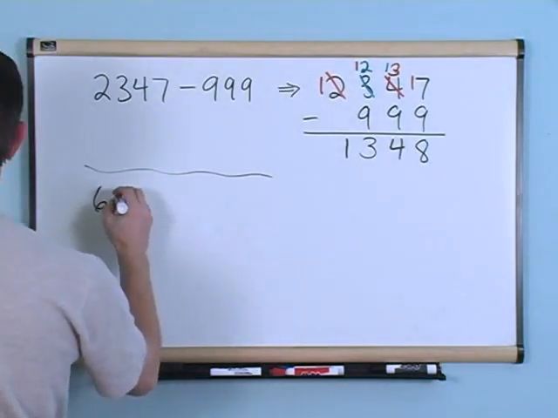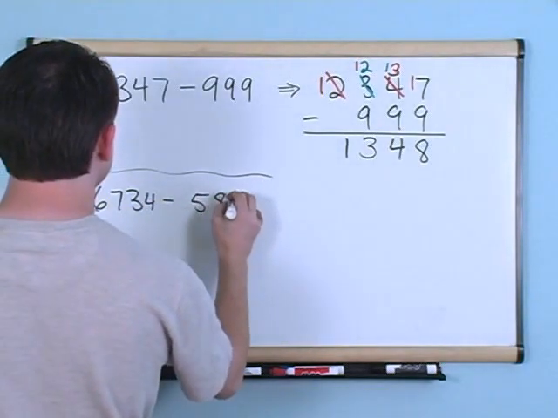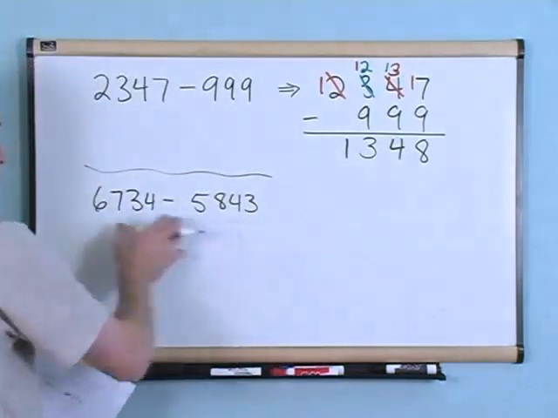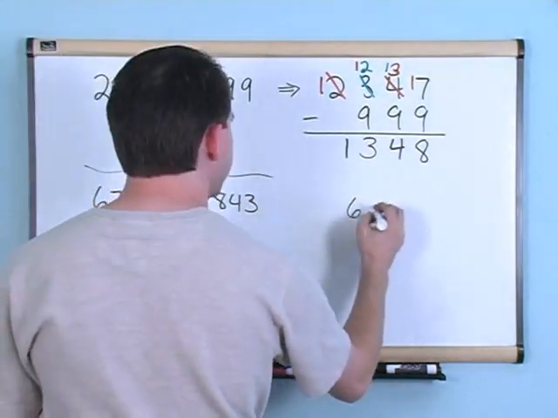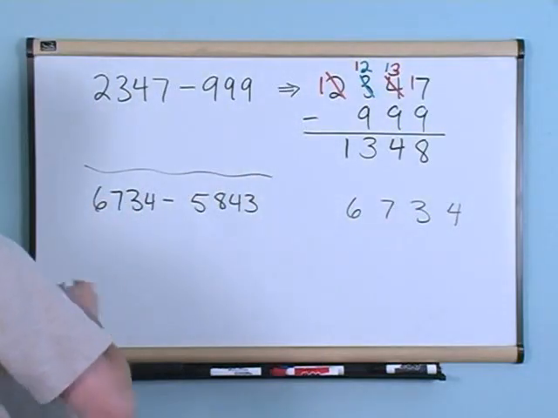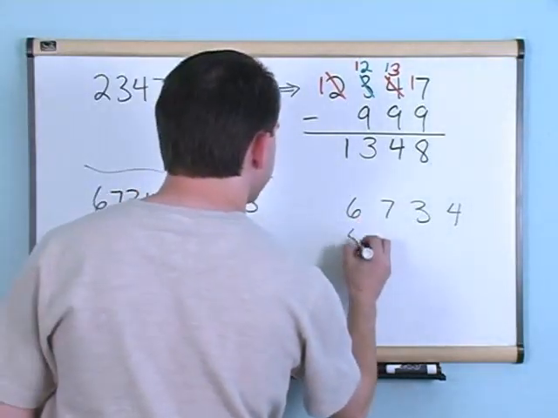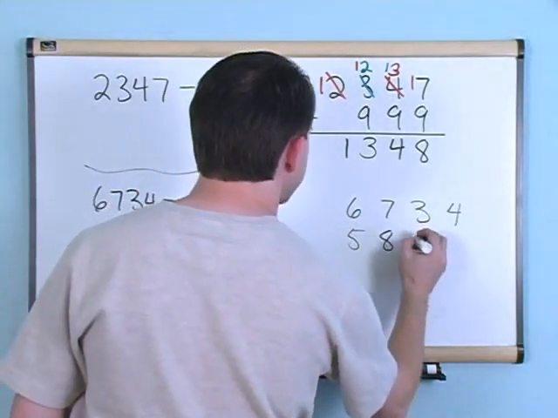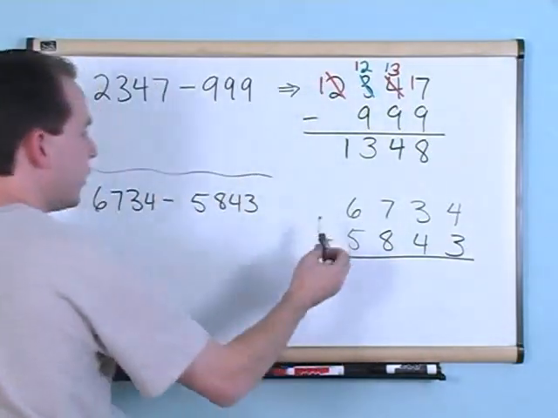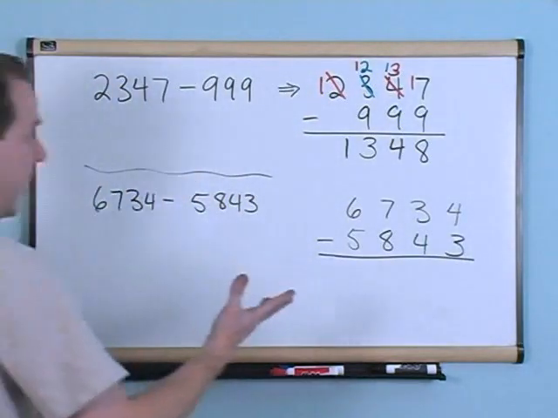So let's say you have 6,734 minus 5,843. How would you do that? Well, first, let's write it over here, bigger number on the top. 6,734, okay? And on the bottom, I'm going to have 5,843. And we're going to do some subtraction here. And notice how I wrote the numbers kind of far apart so I'd have time to do my borrowing, okay? If I have to borrow.